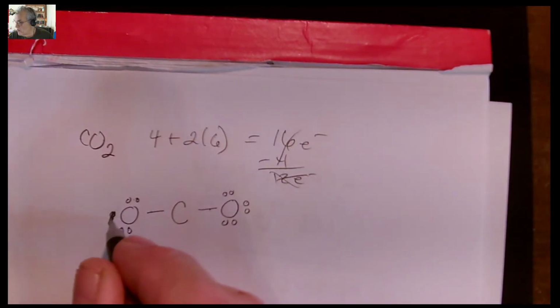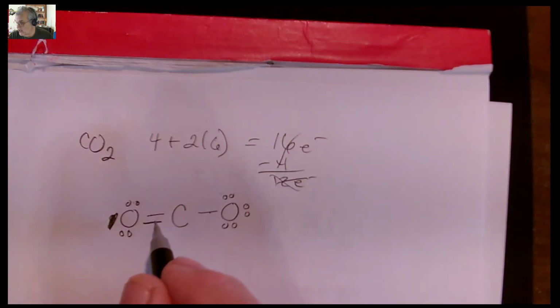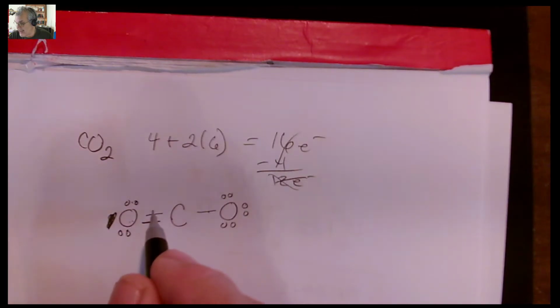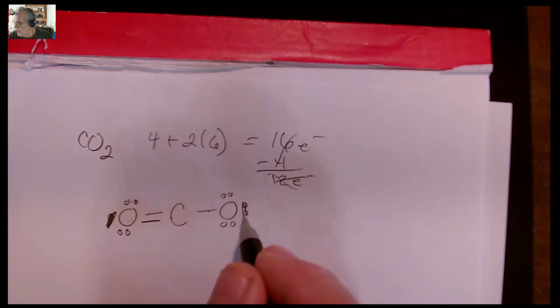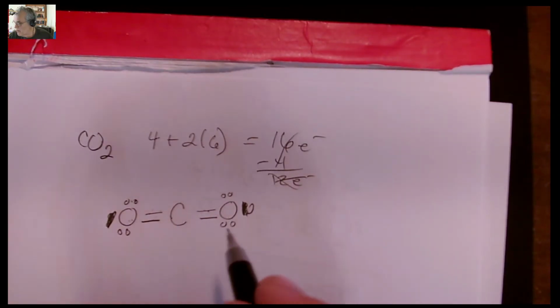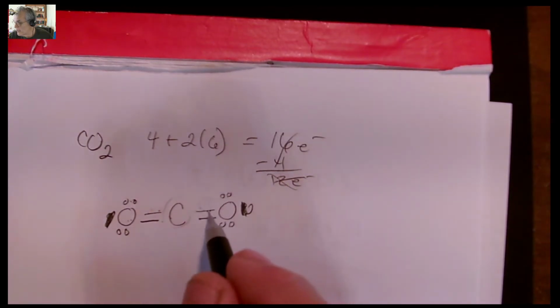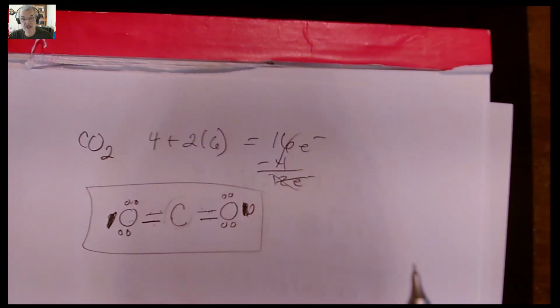Well, I can pull a lone pair off of here and create a double bond. That means that this pair of electrons is shared between both of those. So there's 2, 4, 6, 8 here. That works. 2, 4, 6 here. That doesn't work, but I can pull another pair off of here, add a double bond in there. Now I have 2, 4, 6, 8 around the carbon. I have 2, 4, 6, 8 around the oxygen. 2, 4, 6, 8 around the oxygen. Octet rule is satisfied. Therefore, I've drawn the correct structure for carbon dioxide.